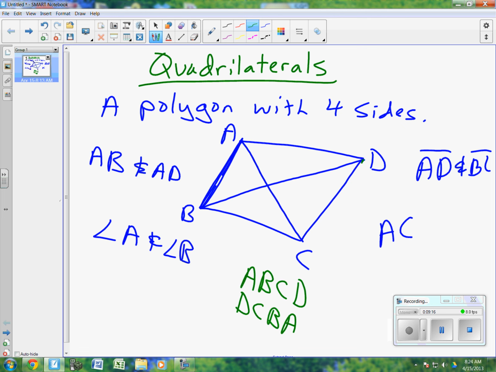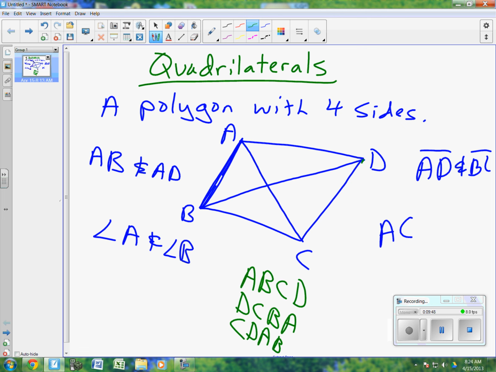In other words, we can start with any letter, and we can go either clockwise or counterclockwise, but if I start with D, I either have to go A, B, C, or D, C, B, A, right? I have to go in order. I got to go from consecutive vertex to consecutive vertex. Got it? So any polygon can be named that way. So there's lots of names for this, isn't there? What if I started one with C? How could I finish it? Someone said that one. Or CBAD, right? Okay? So there's different ways we can name it. Okay. So the answer to that one was what?